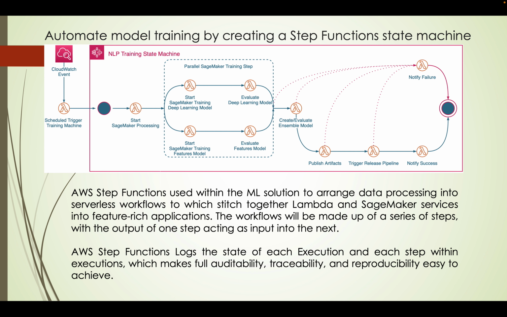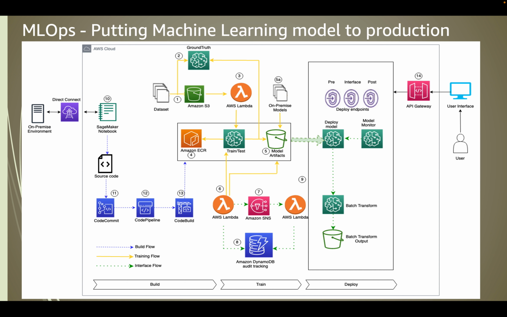And after that, if there is a success or failure, you get notified. So these are very scalable mechanisms for MLOps. So let's put everything together. And here you see that we are putting machine learning into production using MLOps.